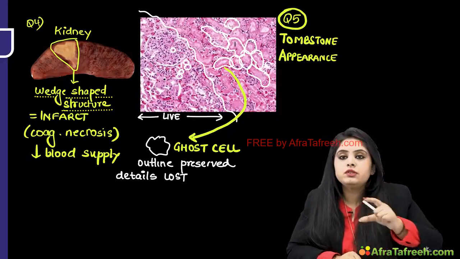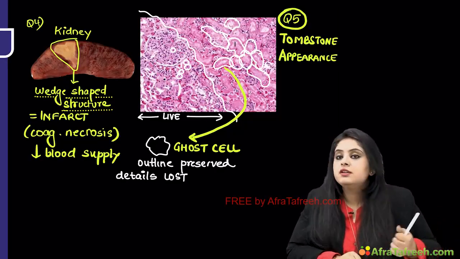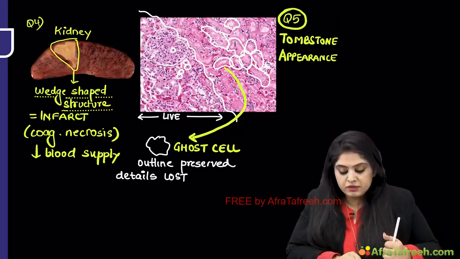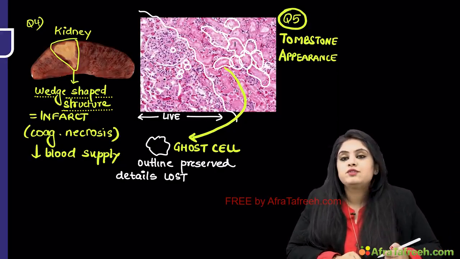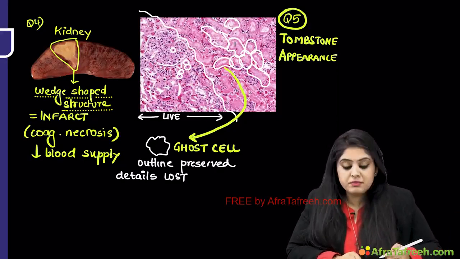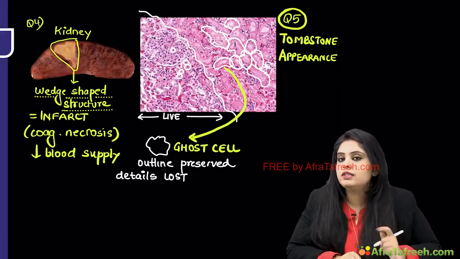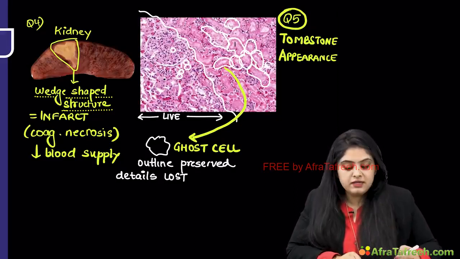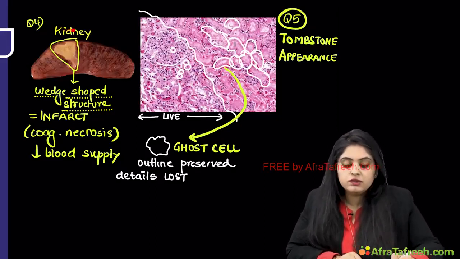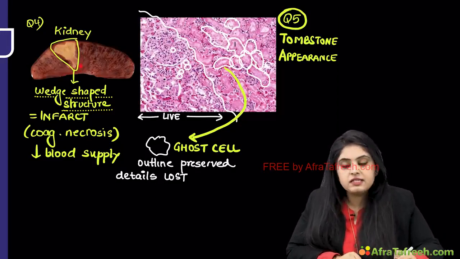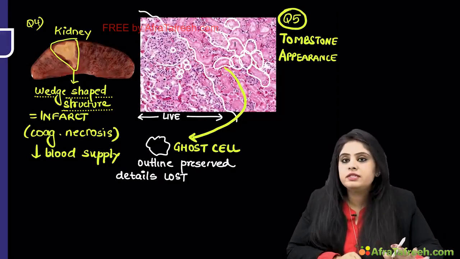Because why tombstone? You've seen those stones that are present in the graveyard. So that is referred to as the tombstone appearance. Now having said that, your 5 questions of coagulative necrosis are done. But based on this, what did you analyze? There's one thing left. At the end of the day, we realized that kidney was a solid organ. Even if it has died, it is still a solid organ. There is no liquidy thing happening.